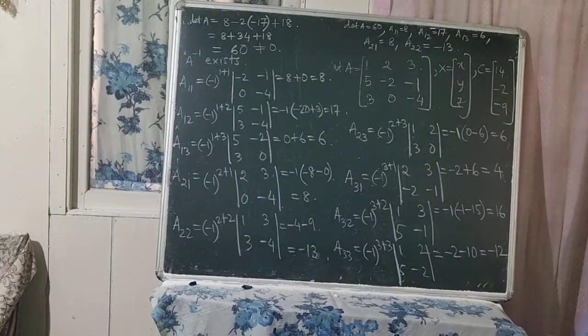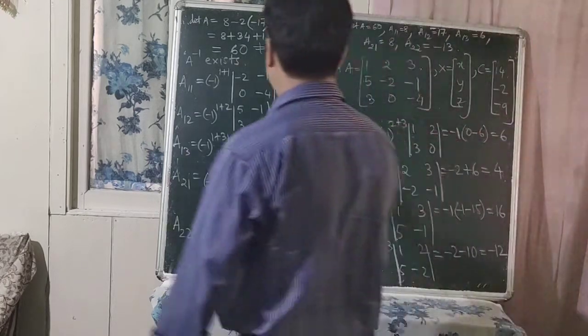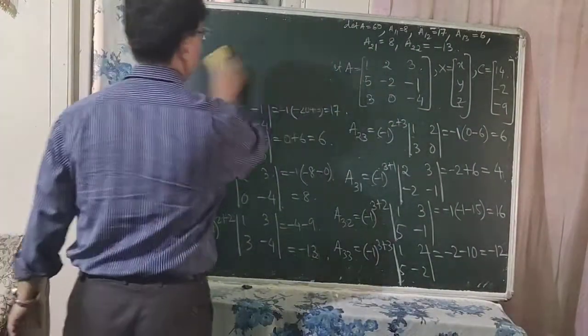So we have calculated A31, A32 and A33. Okay? Next.